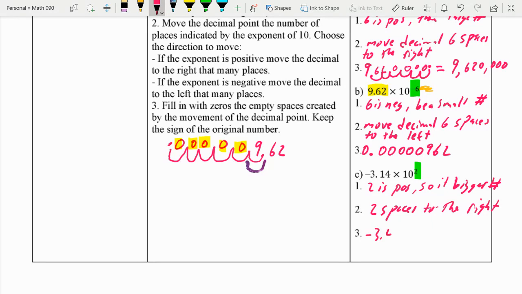So I have negative 3 point, oh crap, 3 point, well, yeah, stop laughing at me. 3.14. Remember, A can be negative also. It doesn't always have to be positive. So we have negative 3.14. I know I need to move 2 spaces to the right. So 1, 2. Move 2 spaces to the right. There's my decimal now. So this is going to equal negative 314.